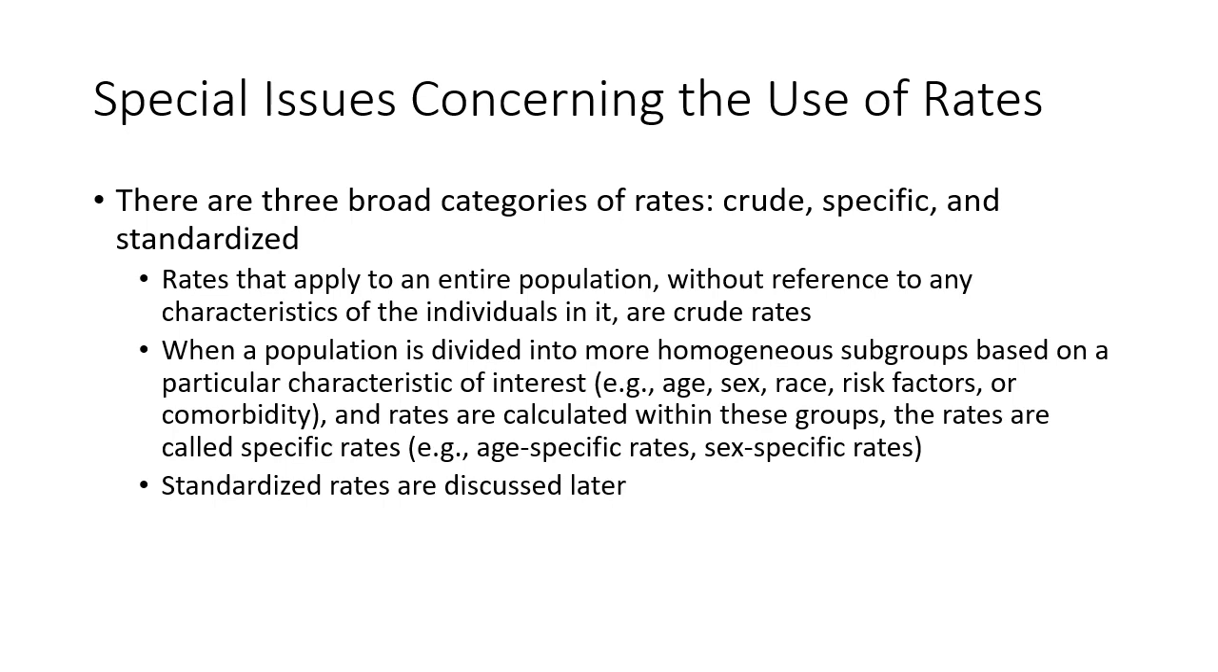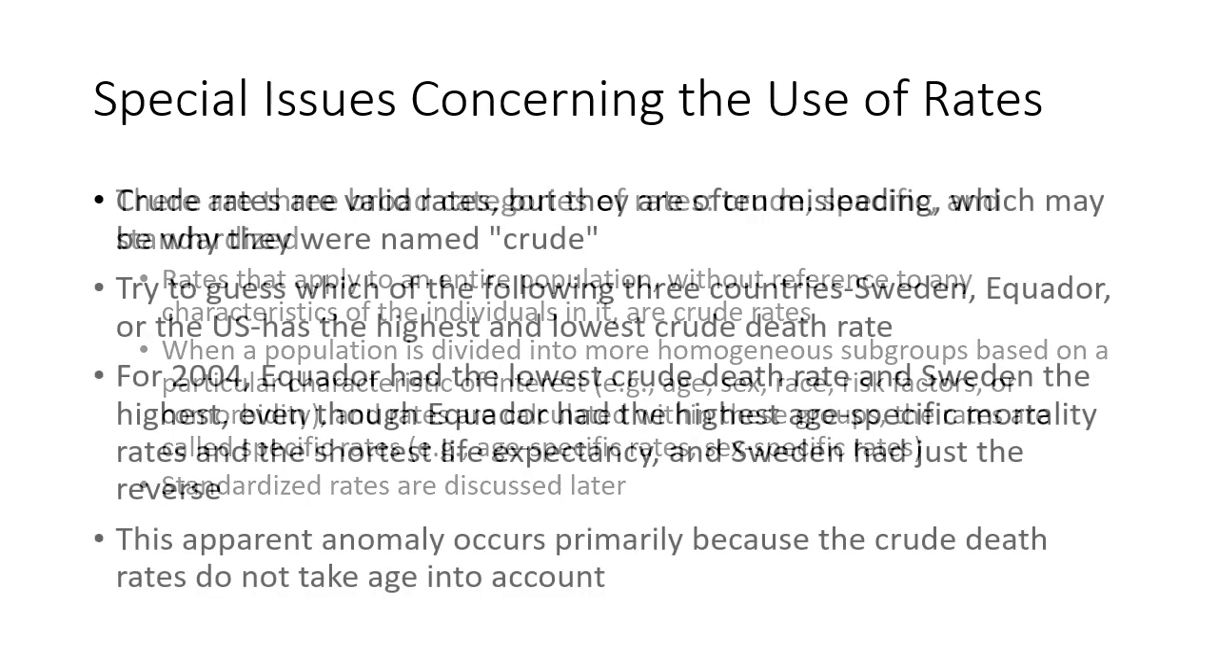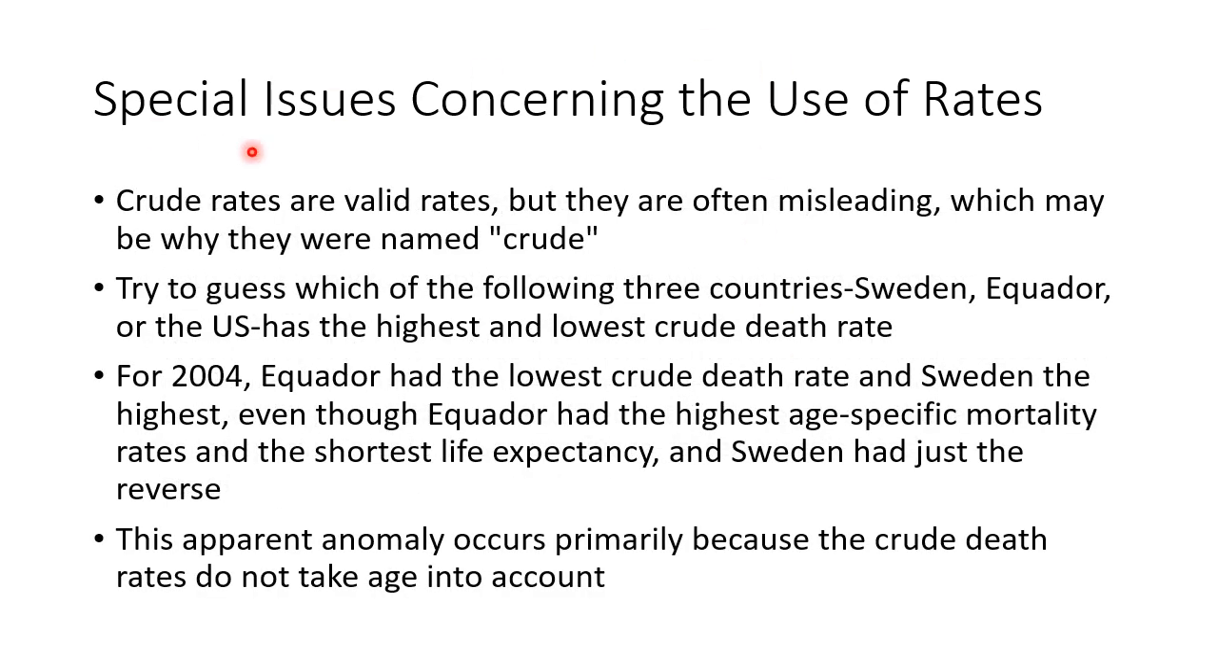We'll talk about standardized rates a little bit later. But that's the main difference. So crude would just be the entire population. Specific is where I'm going to base it off one particular factor or characteristic of that group. And then we'll talk about standardized in just a few minutes. Basically, crude rates are certainly valid, but they can often be misleading, right?